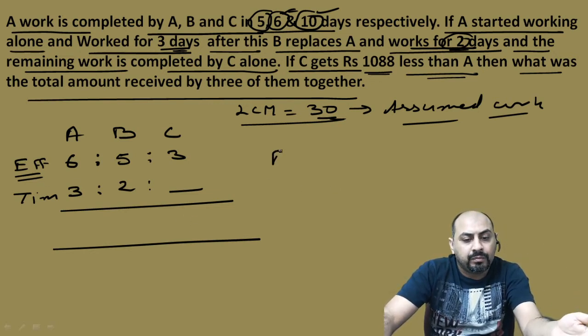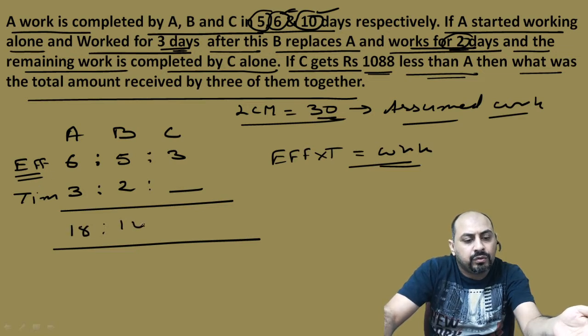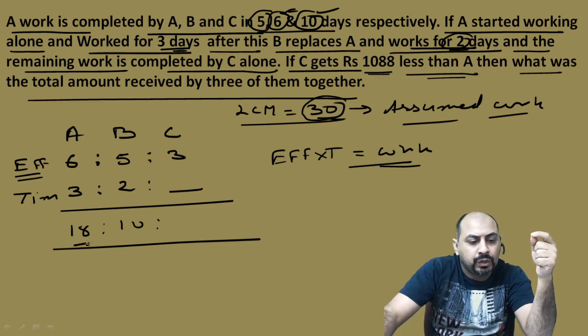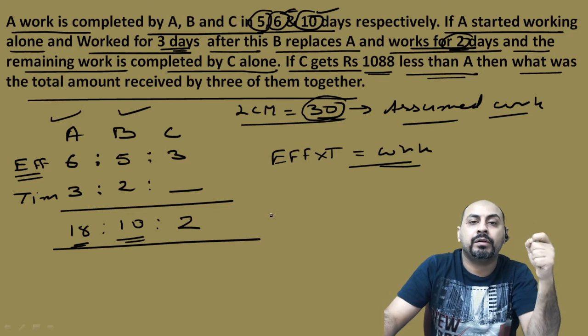Now, when we multiply efficiency with the time, what do we get? We get the work, isn't it? So 3 6s are 18, 5 2s are 10. So out of the 30 units being put in, 18 units have been put in by A, 10 units have been put in by B. So 18 and 10 is 28. So automatically the remaining 2 units have been put in by C.